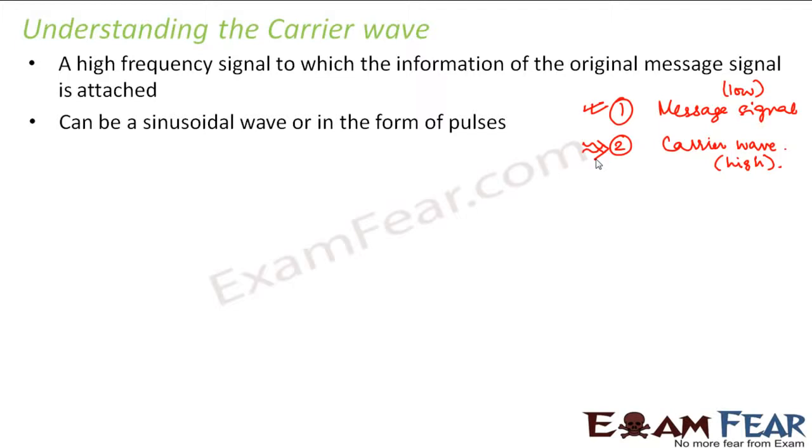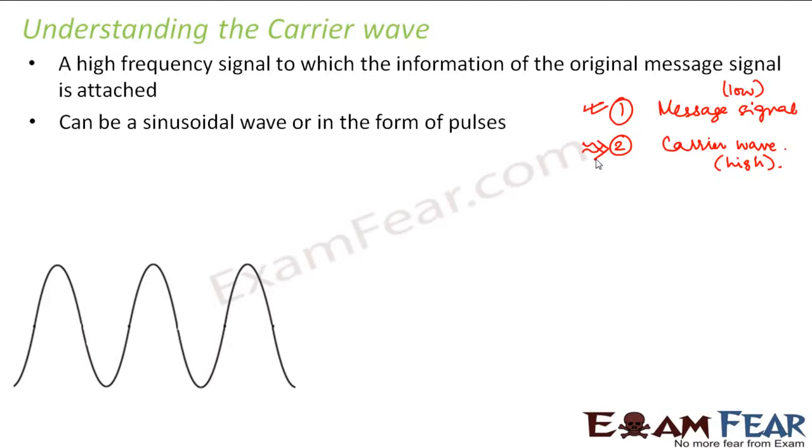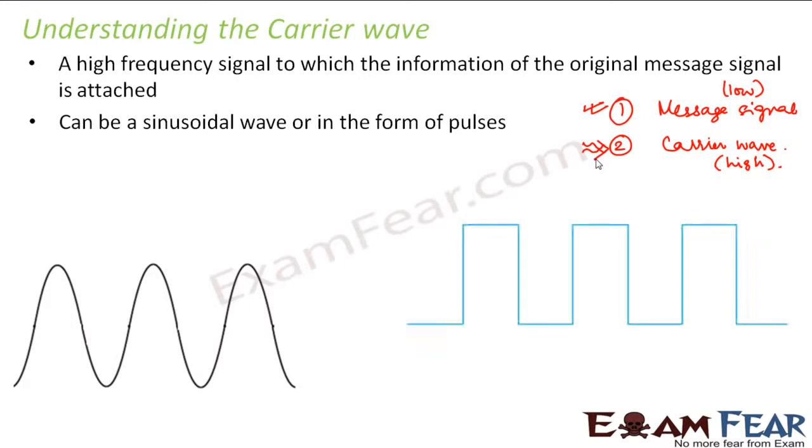This carrier wave can be a sinusoidal wave, that is a sine wave, or it can be in the form of pulses. So this is a sine wave, which we are all familiar with. These are pulses. So what are pulses? Pulses are similar to square waves. They basically represent the digital signals, right? So the carrier wave can be either of them. It can be a sine wave, it can be a pulse.